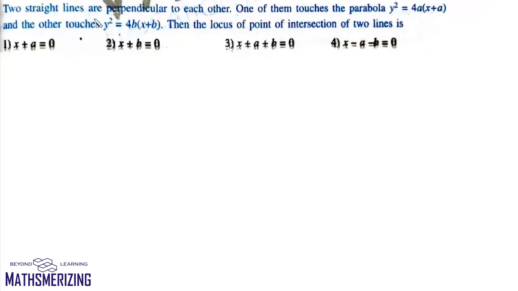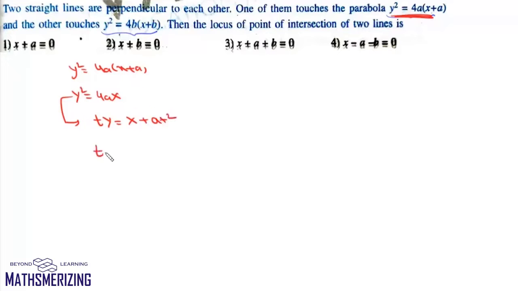Now the question is, two straight lines are perpendicular to each other. One of them touches the parabola y square equals 4a(x plus a), and the other touches y square equals 4b(x plus b). Now first we'll take this parabola, y square equals 4a(x plus a). So we'll compare it with the standard equation, capital Y square equals 4aX. Now for this parabola, we can write the equation of tangent as tY equals X plus at square.